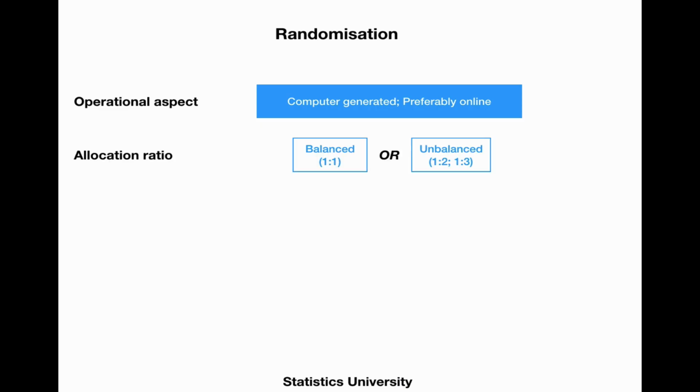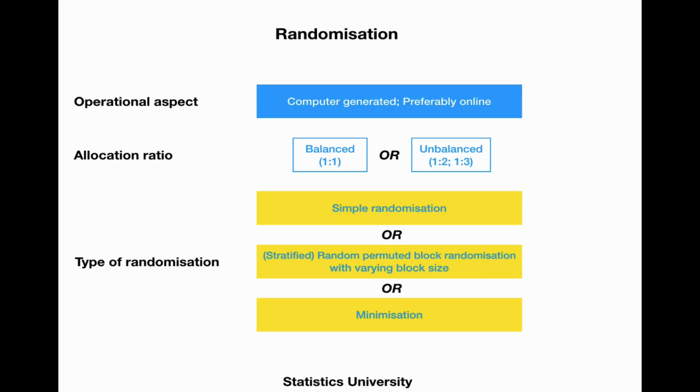And the allocation ratio can be balanced, which is basically 1:1, or unbalanced, 1:2 or 1:3. And with regards to the types of randomization, we can subdivide simple randomization, stratified random permuted block randomization with varying block sizes, and minimization. In simple randomization, the computer basically performs a coin toss of randomly either allocating a patient to treatment arm A or treatment arm B.